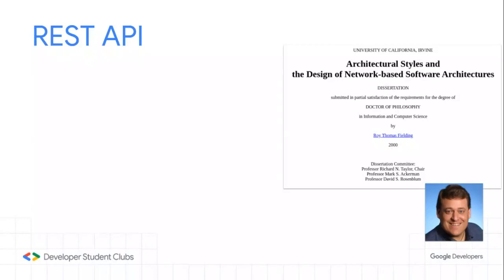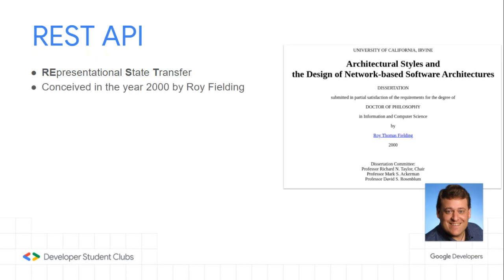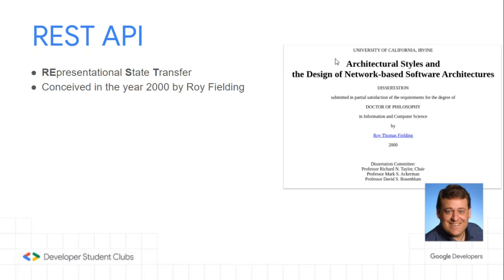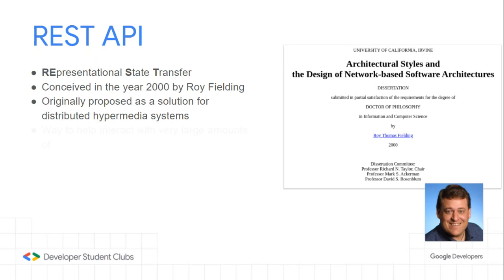All right, the next thing I want to delve into is the REST API and what that means for our projects. All right, so REST stands for Representational State Transfer. It was conceived around 2000 by this guy, Roy Fielding. He's pictured over here. And if you go on the website where his dissertation is published, this is the first thing that shows up. And again, he proposes it as a solution for distributed hypermedia systems. In short, it's a way to help interact with large amounts of data.